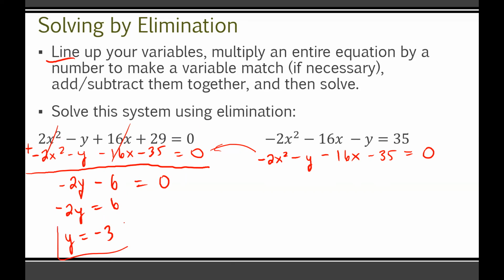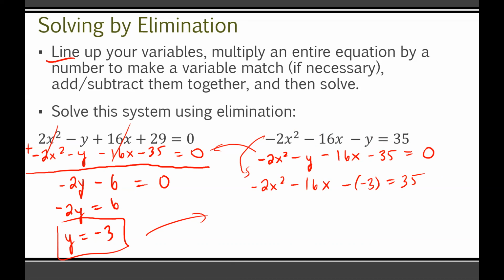Anyway, so now that we know y is equal to -3, just take that and you can throw it into either one of your original equations and solve for x. Personally, I think maybe we should use this right-hand equation. It really doesn't matter too much, but whatever. I'll plug it into the original one instead of this one where we rearranged it. So it's going to be -2x squared minus 16x, and then minus y, so minus -3 equals 35.